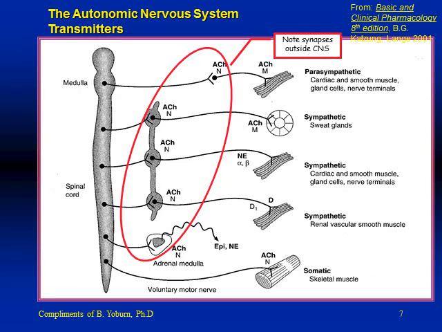Well, in all of the ganglia, we see acetylcholine and nicotinic receptor, but in the effector tissues, it depends. If it's parasympathetic, we see acetylcholine and muscarinic receptors. If it's sympathetic, it depends. Usually we think of norepinephrine or epinephrine and alpha and beta receptors, but we can also see activation of sweat glands by acetylcholine through muscarinic receptors. We can see activation of renal vascular smooth muscle through dopamine receptors, and particularly increased perfusion or vasodilation through activation of those dopamine receptors in the kidney.